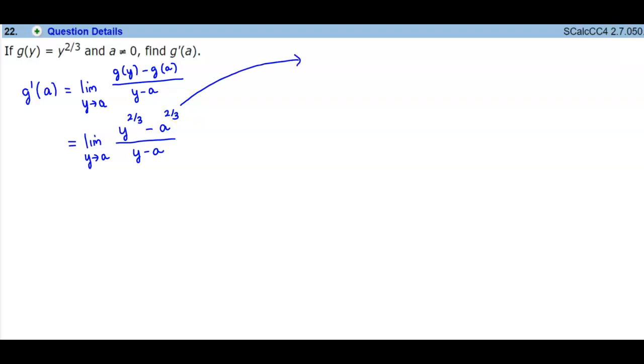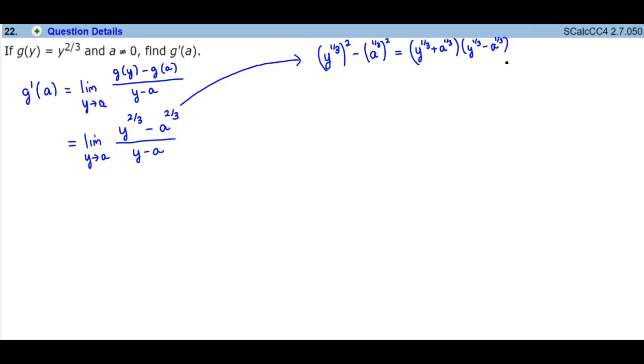If we take a look at the numerator, we have a difference of squares scenario. What I mean by that is we have y to the 1/3 squared minus a to the 1/3 squared. So therefore that is a difference of squares. What does the difference of squares mean? Well, that means that we have y to the 1/3 plus a to the 1/3 times y to the 1/3 minus a to the 1/3.